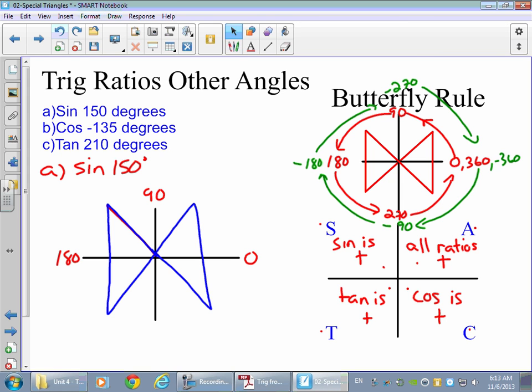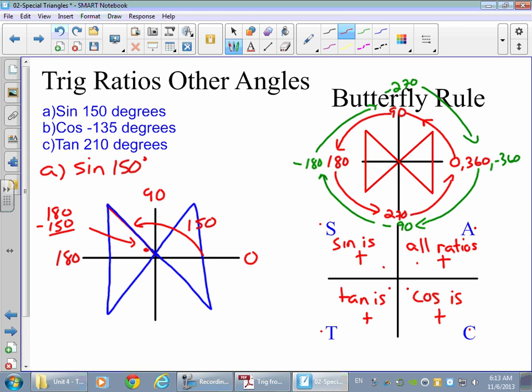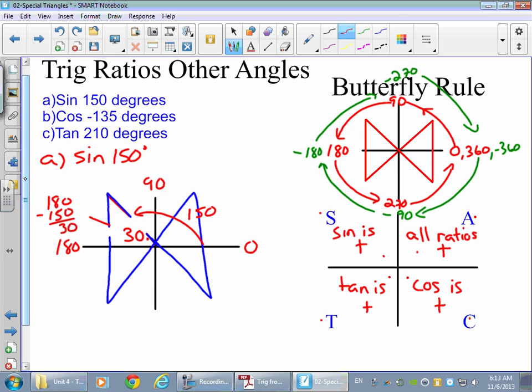I'm going to establish, first of all, what my related angle will be. Well, if this is 150 degrees, then the angle on the inside here will be the 180 that would have taken me all the way to the end, minus the 150 I've used up, and so a 30-degree angle on the inside. And what that tells me then is that sine of 150 will be related to sine of 30.